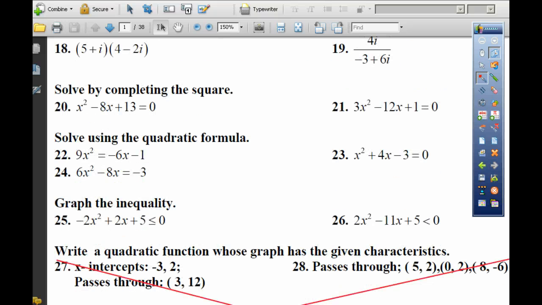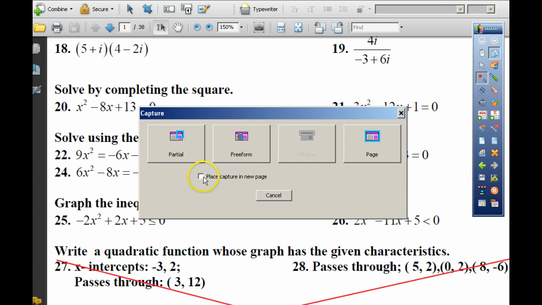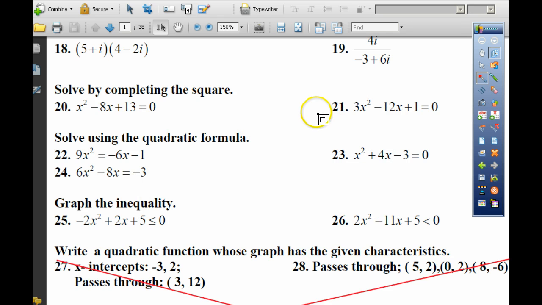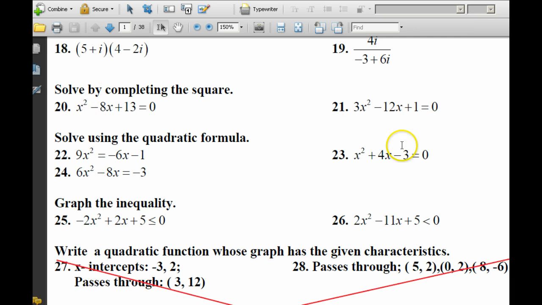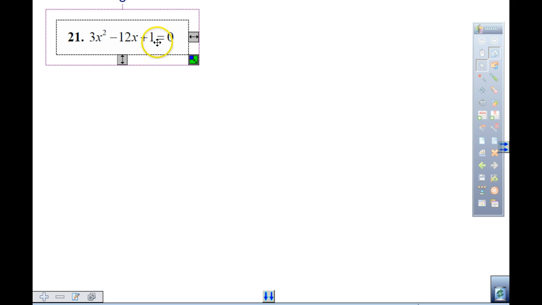Let's see, complete the square. We already did that in number 1. Do we want to do another, really? I don't think we need to do another. What about here when there's a number in front? So remember, it's a little slightly different. This doesn't have a number in front of the x squared. This one does. Completing the square.